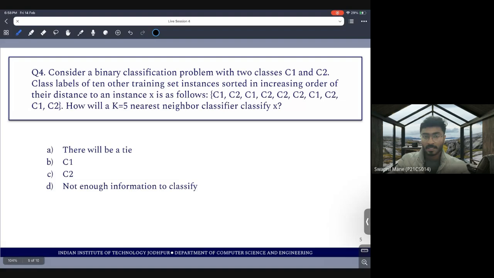So please read this question. This is a very easy question related to the KNN. So read this question carefully and please let me know which could be the one correct answer. For this, you don't require any calculation here. You can directly find the X, which belongs to which class.